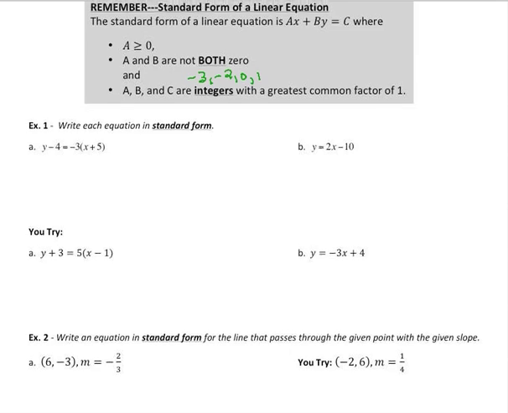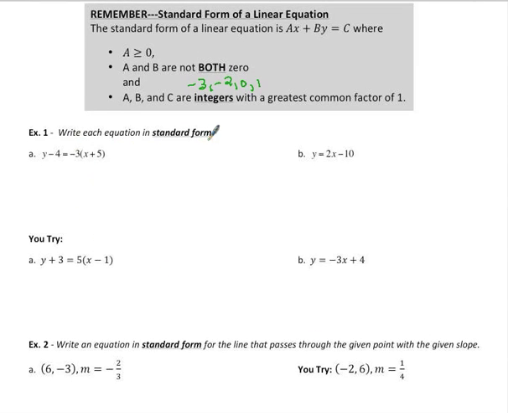So let's look at example 1a, and it says write each equation in standard form. Well, this one's already given to us in point-slope form, if you recognize that. So the first thing we need to do, because we want to get our x and our y terms on the left side of the equal sign, and then our numbers need to go to the right. So obviously this x has got to move over here, but I can't move it until I distribute the -3 from the slope through to my x plus 5. So I get y minus 4 equals -3x minus 15. Do not forget to distribute that -3 to the second term in that binomial.